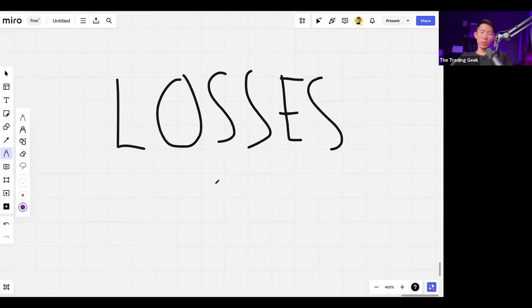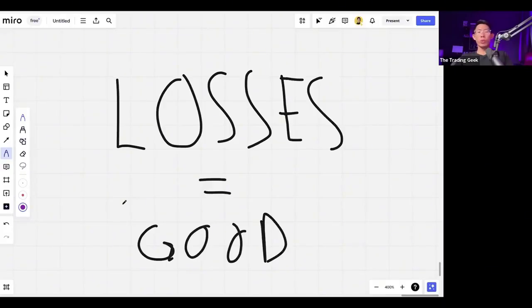Losses, you need to change the way you think about losses. At the start of trading, I always thought that losses are bad. There's literally nothing good about losses. Oh, if I lose this money, guess what? I just lose my hard-earned money, which I could have bought McDonald's or these Nike sneakers with. There's nothing good about losses.